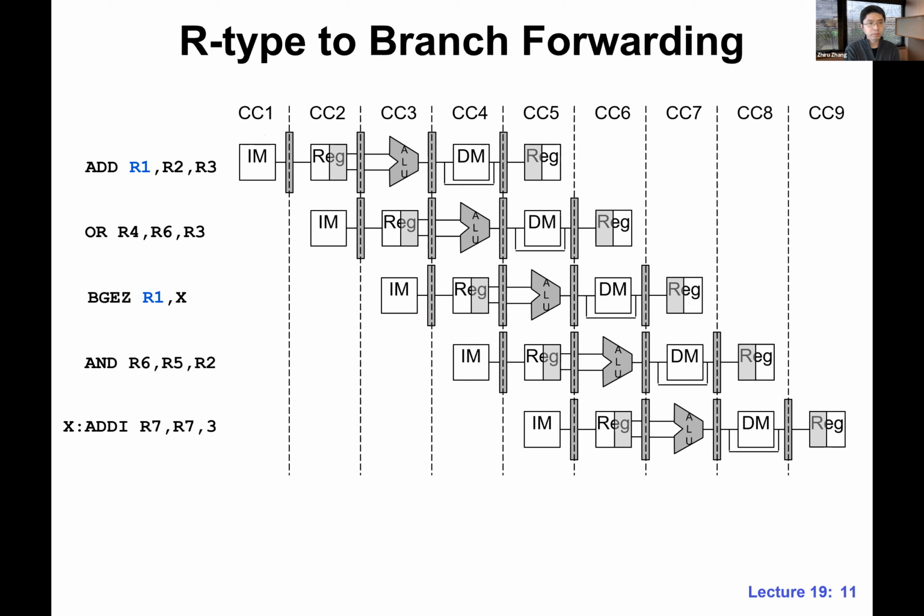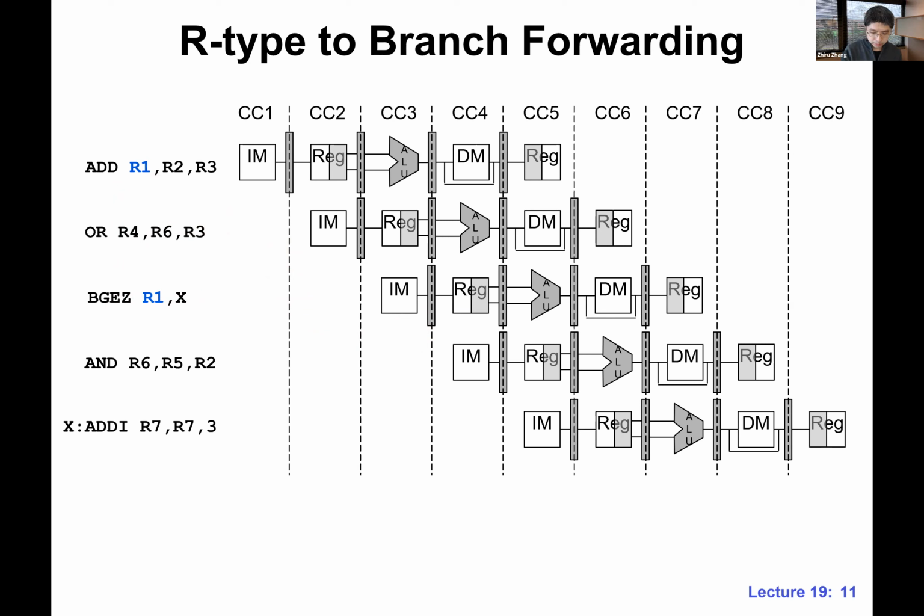So this is R-type to R-type. What about R-type to branch? This is not something that we discussed last time. We do have a dependency here. If you look at this instruction sequence, the first instruction writes R1, and this one reads from R1, BGEZ. It's checking whether R1 is greater than or equal to 0. We do need to forward. From which stage to which stage? Can you propose a forwarding path?